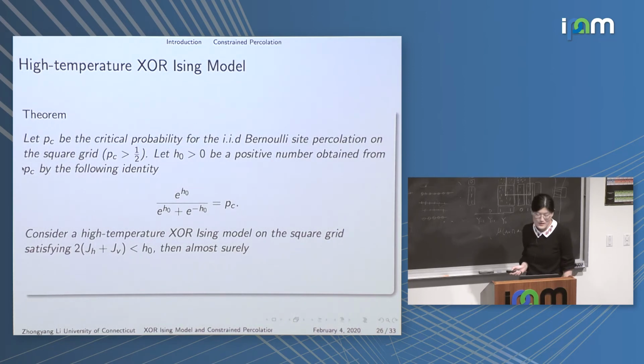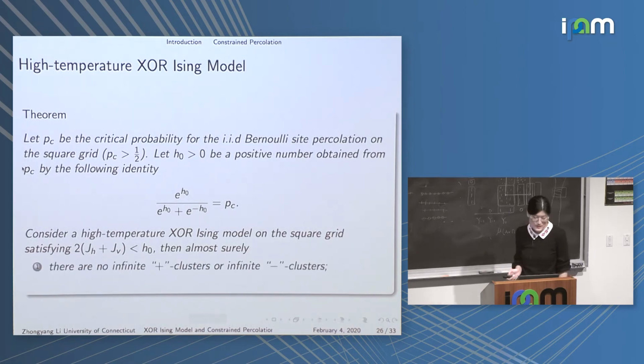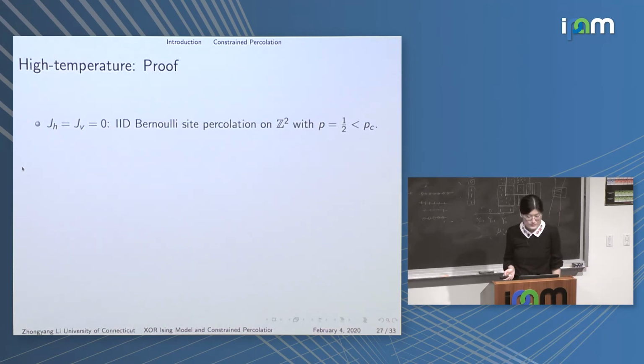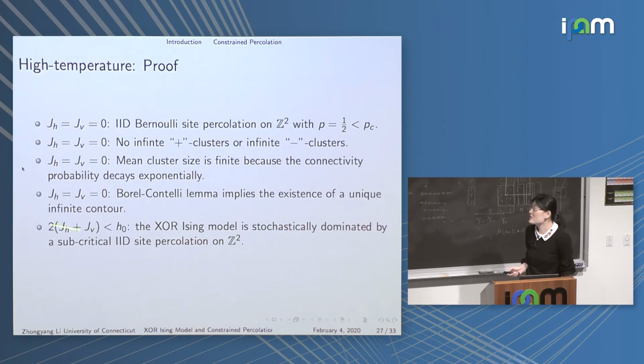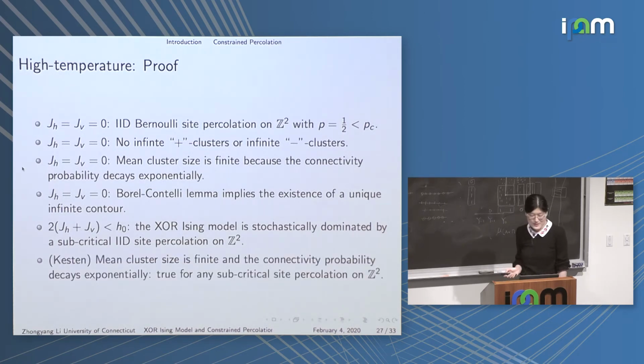So by this identity, we consider a high temperature XOR Ising model on the square grid, satisfying such a condition. Then almost surely there are no infinite plus clusters or infinite negative clusters, and there exists exactly one infinite contour. So let's see. When JH plus JV is less than H0, then the XOR Ising model is stochastically dominated by a subcritical i.i.d. site percolation on Z2. And for the subcritical i.i.d. Bernoulli site percolation, there are no infinite plus clusters, no infinite negative clusters, and the mean cluster size is finite.